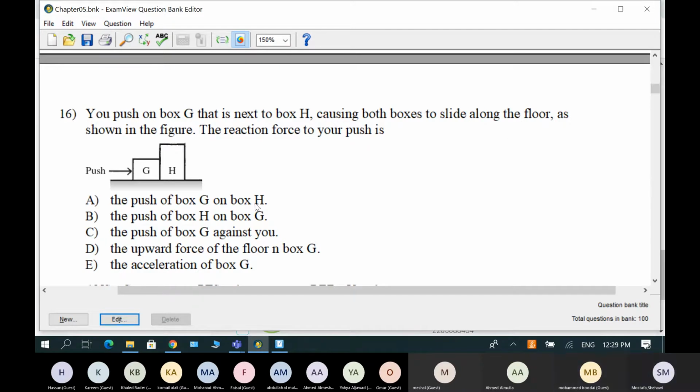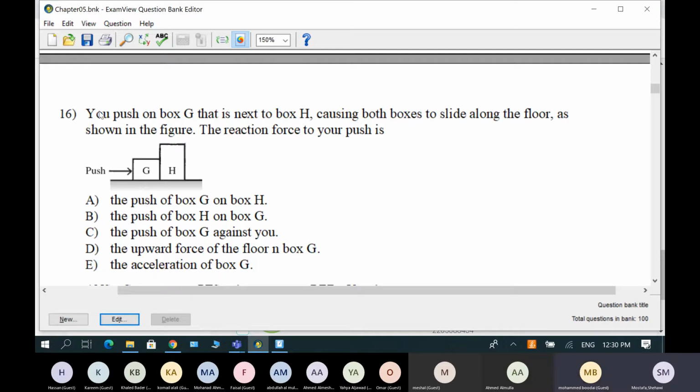A. The push of G on H, is this the reaction force? No. It's B, right? The push of H on G, that's it. Again, the push, this is the force.